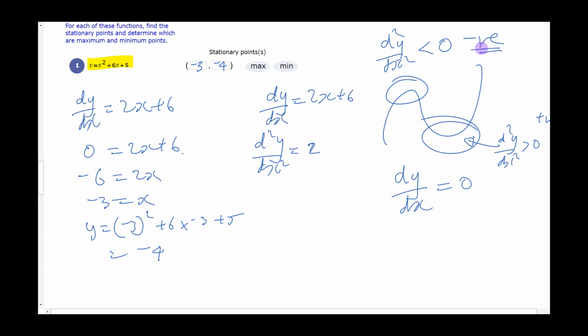Now, is it negative? No, it's not. So it's not a maximum. Is it positive? Yes, it is. It's a minimum. So the second derivative is bigger than 0. So we have a minimum as our answer. So we say second derivative is greater than 0. Therefore, we have a min.